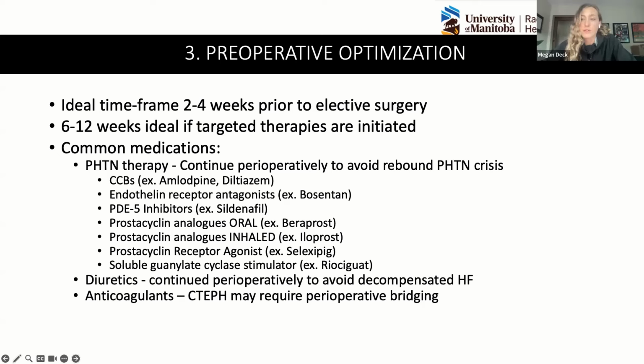Additionally, these patients often present on diuretics, and these should be continued preoperatively and on the day of the OR to avoid potential precipitation of acute decompensated heart failure. Lastly, patients with chronic thromboembolic pulmonary hypertension will often be on anticoagulants, and these may warrant perioperative bridging.